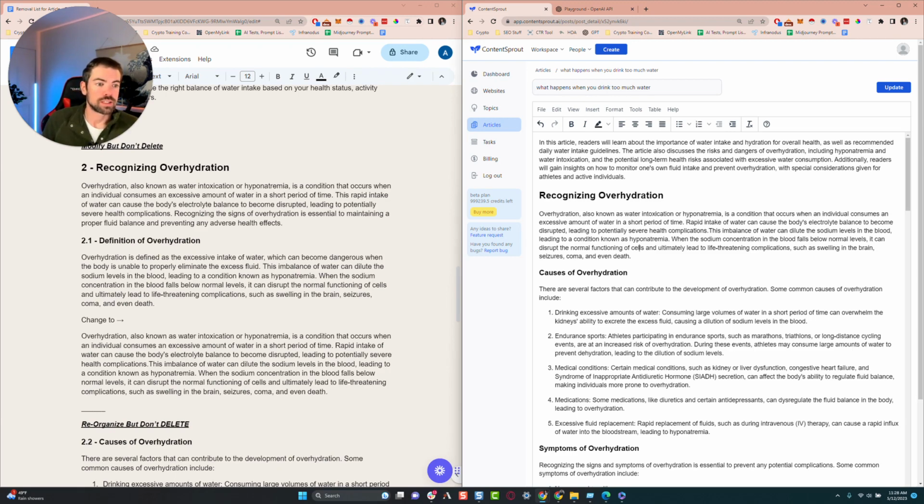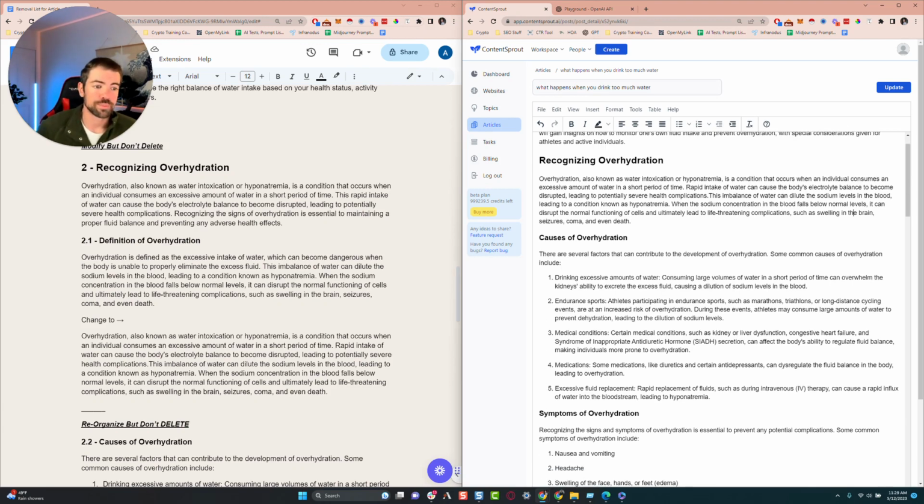And this leads to this condition. Great. When the sodium concentration in the blood falls below normal levels, when you see something that's vague, this is an opportunity. So if you're handing this off to a subject matter expert, this is what you need to look out for. Okay? Falls below normal levels. What's normal levels? Add that in. Why not? At least in parentheses. Why not? Is there an opportunity for a chart? Let's add a chart. Think like that.